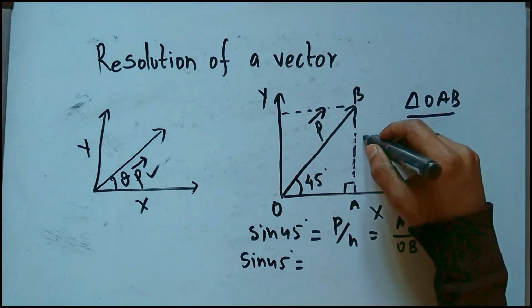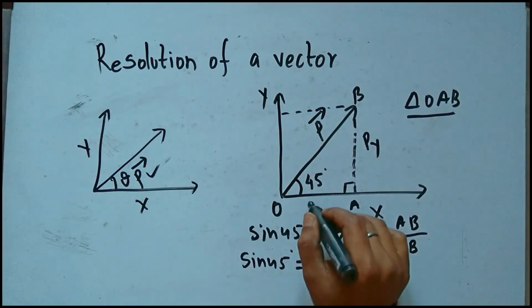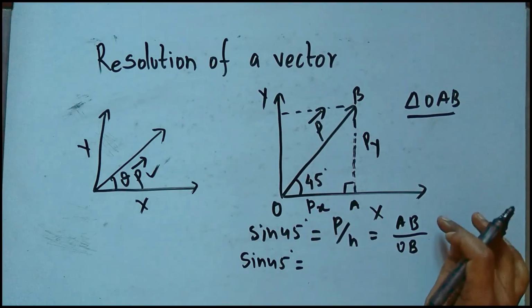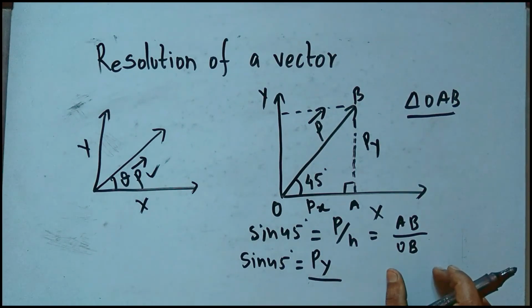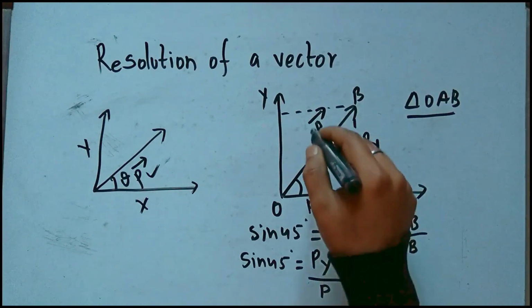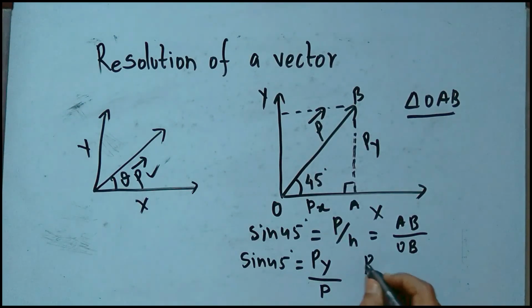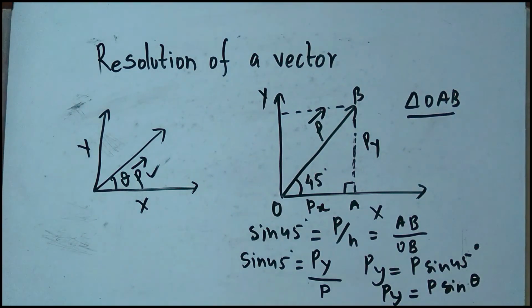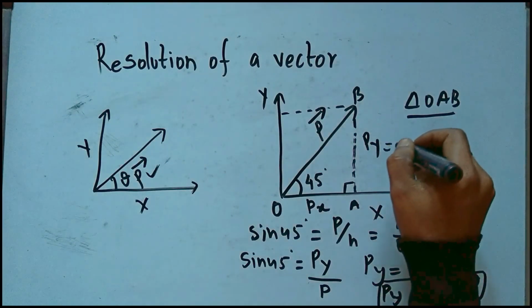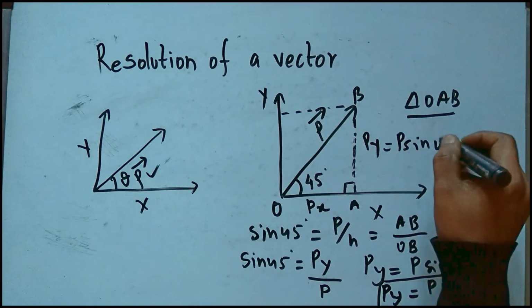Let it be Py and this be Px. So sine 45 is AB, which is Py by OB, which is the magnitude of vector P. So Py is equal to P sine 45 degree, or in general Py is equal to P sine theta.